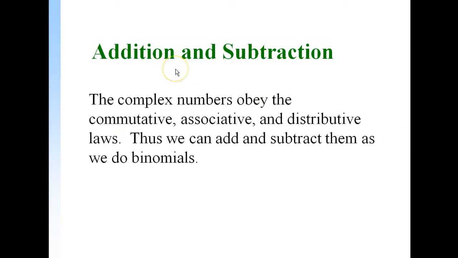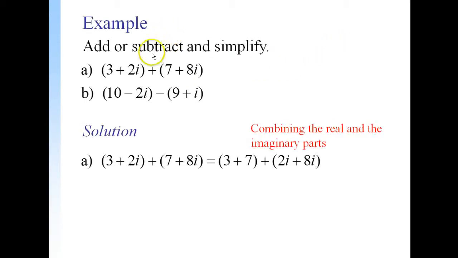Now, the nice part about these complex numbers is that we add and subtract them exactly the same way as we do algebra. We think of the i as if it were a letter. Everything's the same. So when we go to add these, we're just going to add the 3 and the 7 and get a 10. We're going to add the 2i and the 8i and get a 10i.